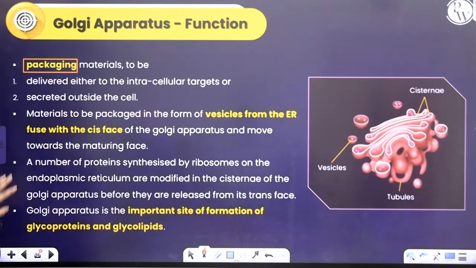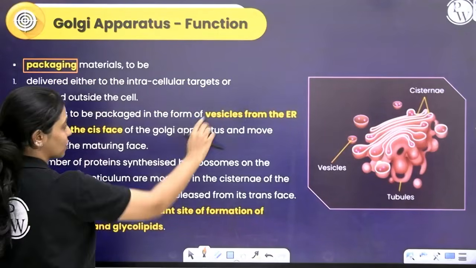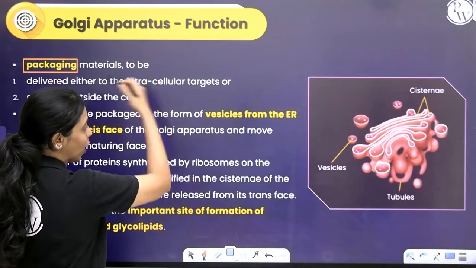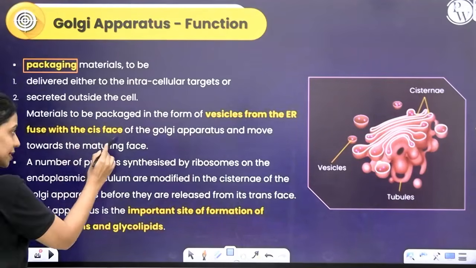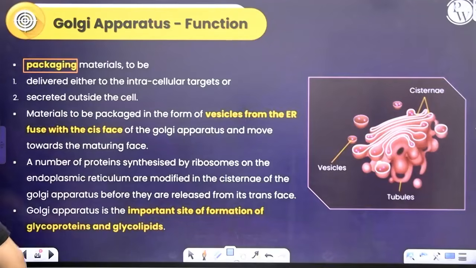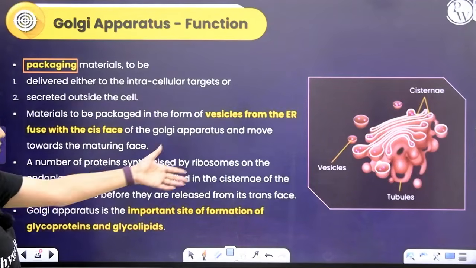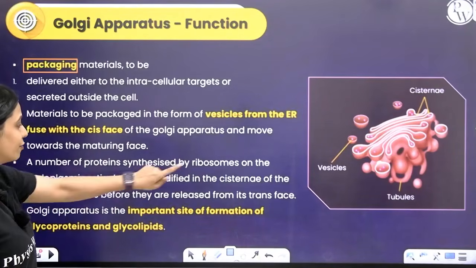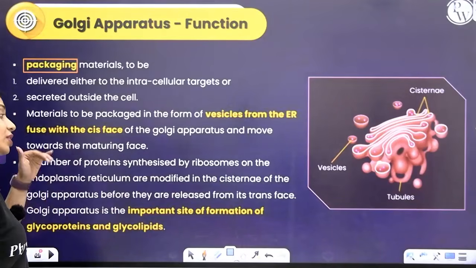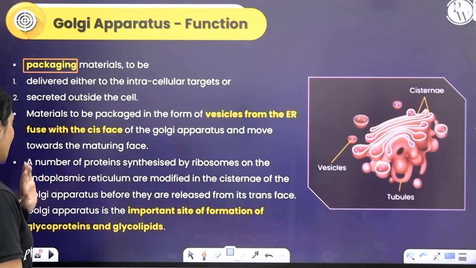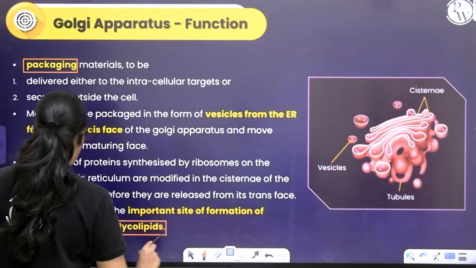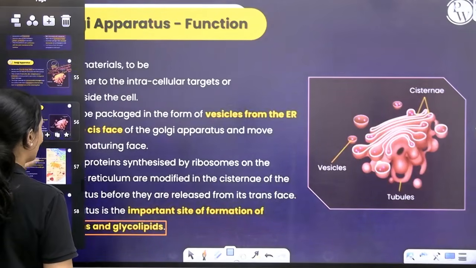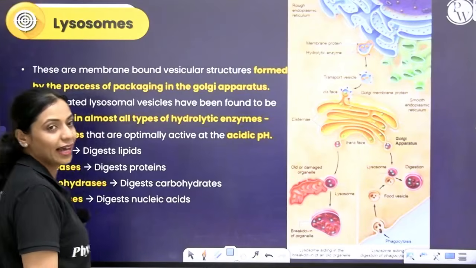All right. So it's involved in packaging, and whatever materials have to be packaged in the form of vesicles, it will come from the ER in the form of vesicles and fuse with the cis phase of the Golgi apparatus and move towards the maturing phase. Many proteins synthesized by ribosomes on the ER are modified in the cisternae of the Golgi apparatus before they are released from its trans phase. So, it is an important site for formation of glycoproteins and glycolipids. If glycoproteins have to form, to the protein, sugar or carbohydrate has to be added.